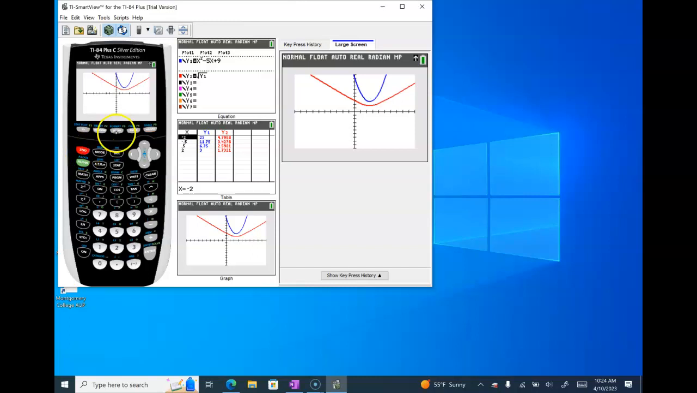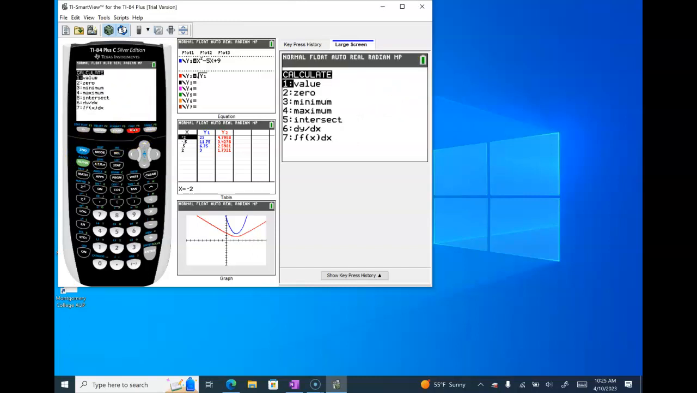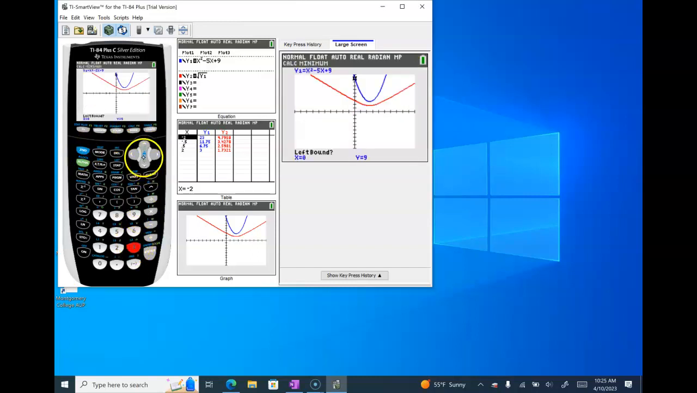Remember, I can go second calculate and pick a minimum, 3, and then be left of that minimum and say enter, then move to the right of that minimum and say enter, and then guess, and I could see the x value looks like 2.5, right? 2.499, but remember the calculator is a dinosaur. It's got a really little tiny brain in it.